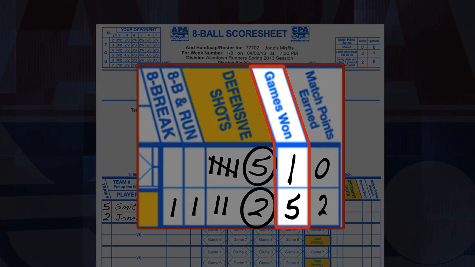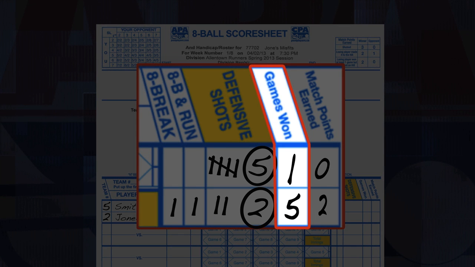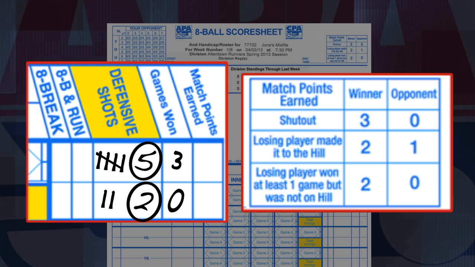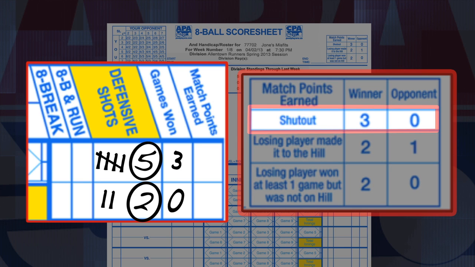The number of match points earned in any given match will be determined based on the number of games the losing player won as follows. If Steve wins the match with a shutout, meaning Joe was unable to win at least 1 game, you will mark a score of 3-0 in the Match Points Earned block. Steve earned 3 match points and Joe earned 0.